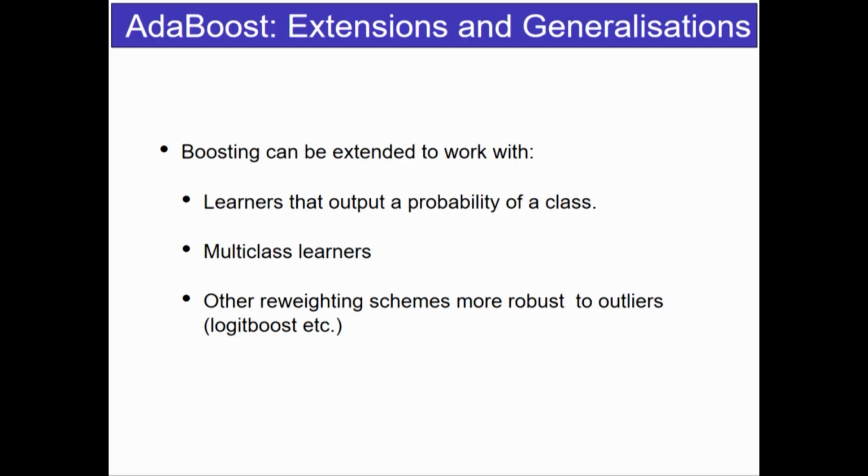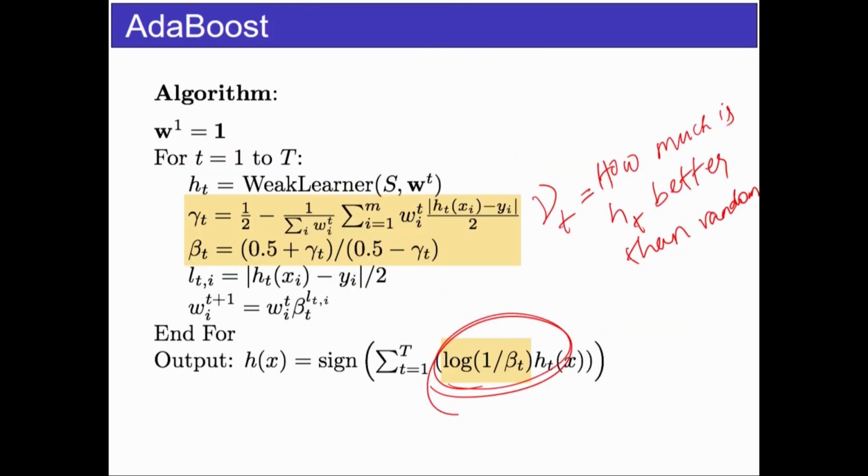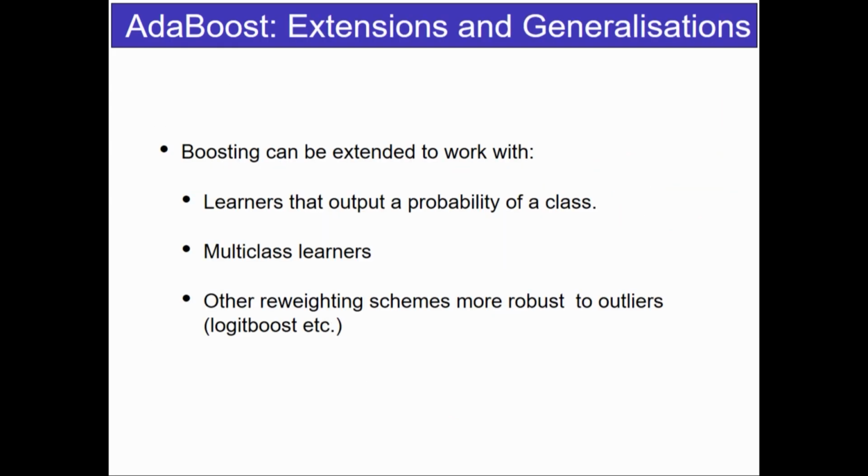I did boosting entirely for binary classification, with learners that output either +1 or -1, but you might just as well have learners that output a probability of a class. It can say it is +1 with probability 0.7, -1 with probability 0.3. You can extend boosting to work with that. That's the reason you have this modulus of ht of xi minus yi in the first place. If ht is just +1 or -1, this seems overkill, right? But it will work even if you have learners that output probability of a class.